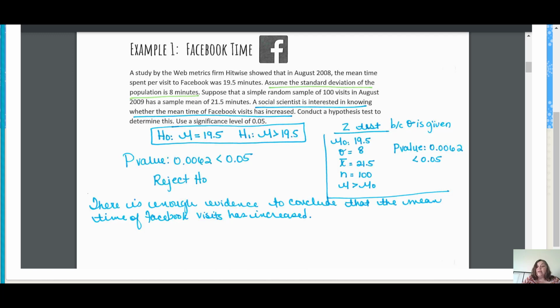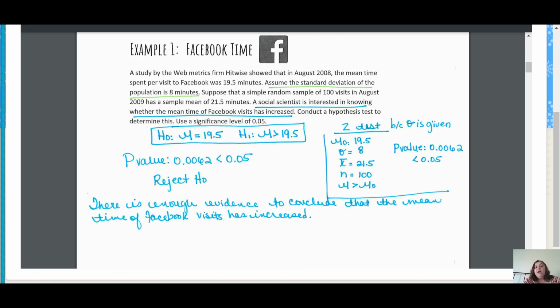So just to remind you, the p-value is the probability that if the null was true, if the mean time of Facebook visits really was 19.5, and you were to take a sample of 100 Facebook visits, you would get a sample mean as extreme as we did, specifically 21.5, if the true mean really were 19.5.